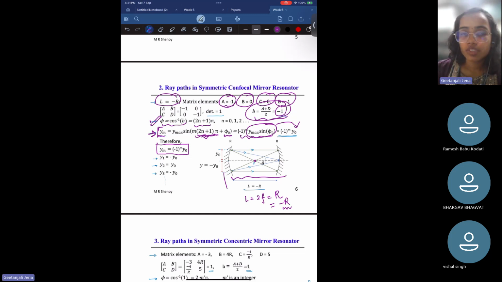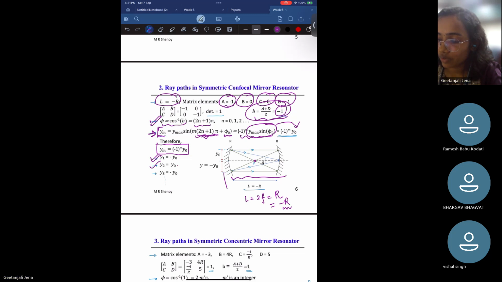Now, if you start with m equal to 0, we are taking the ray paths in the initial situation. So for m equal to 0, y0 is y0. For m equal to 1, we have y1 is minus y0. And when m equal to 2, it is y0. For m equal to 3, it is negative y0.